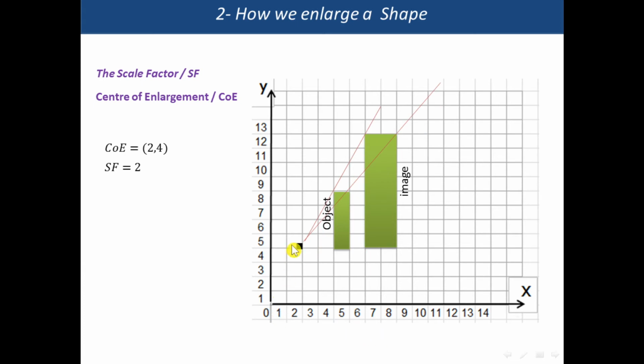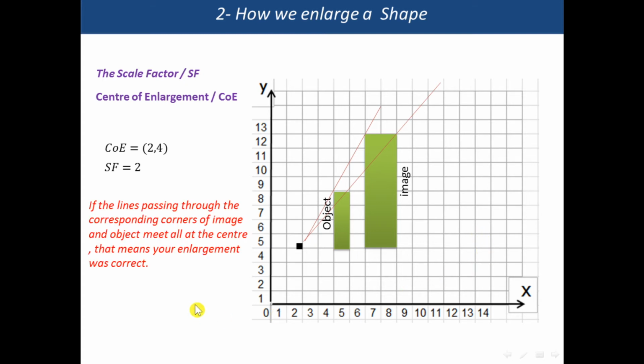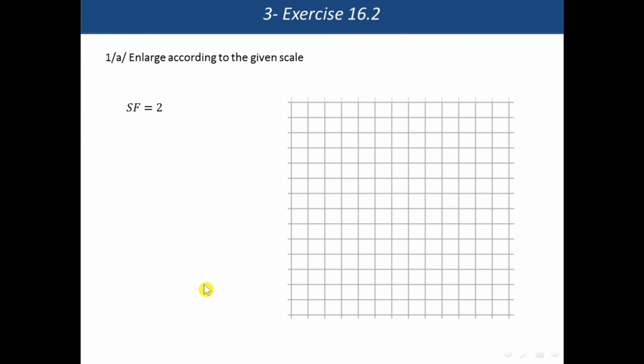Okay? And then when I draw these two lines from the center of enlargement, you see they go through the corners, corresponding corners. These are called corresponding corners. This and this and this and this. That means our enlargement is correct, okay? So let us make another example.